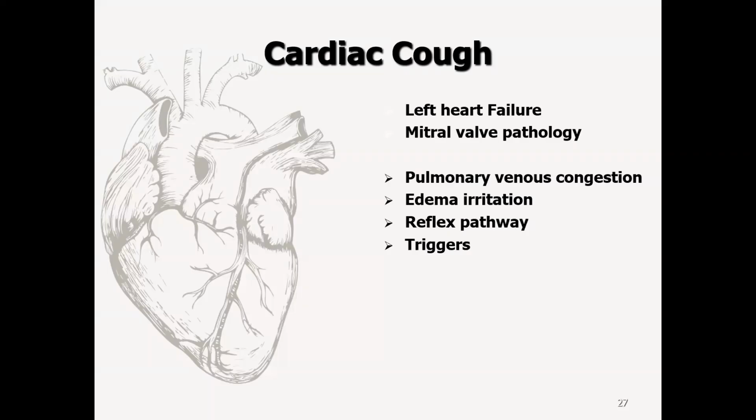Fluid accumulation in the parabronchial and interstitial tissues irritates juxtacapillary J receptors and bronchial mucosa cough receptors. These mechanical receptors and C fibers respond to interstitial fluid stretch, increased pulmonary pressure, and chemical mediators. Their activation triggers the vagal cough reflex, which I described earlier.